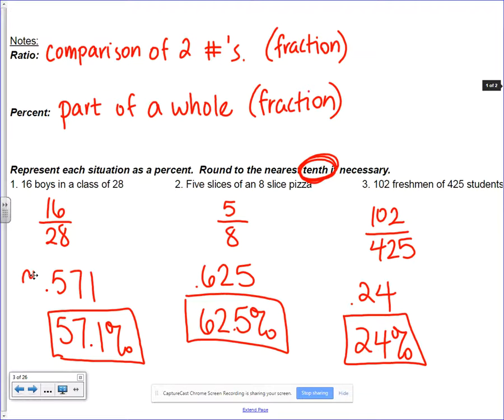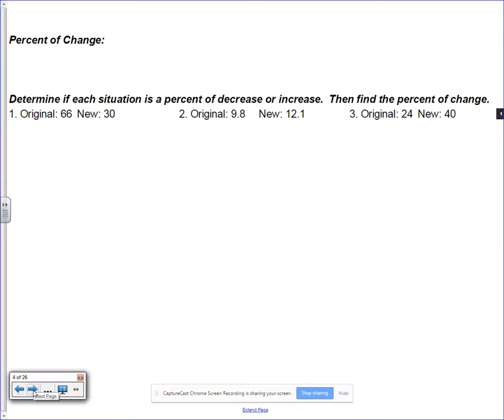Okay, so we're going to talk about a new percentage called a percent of change. If you're trying to calculate the change in something, for example, if the temperature changes from 70 degrees to 75 degrees, the change is 5 degrees. Well, what did you do? You subtract those two numbers.